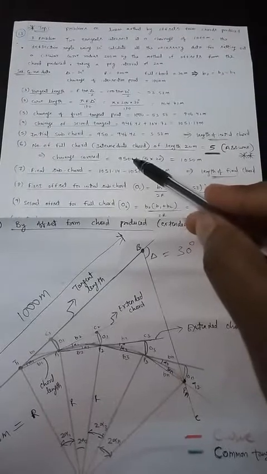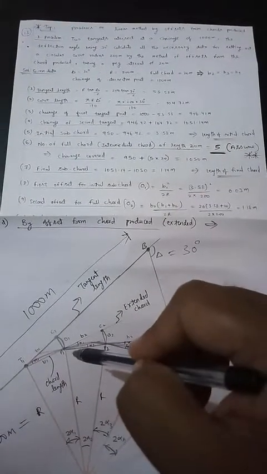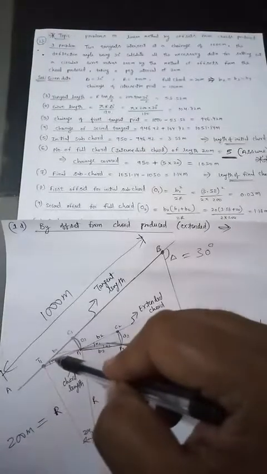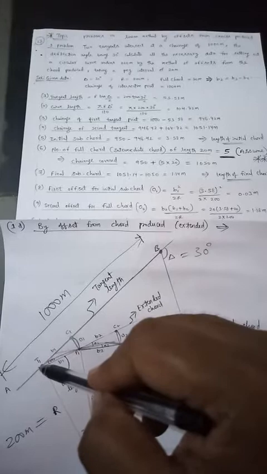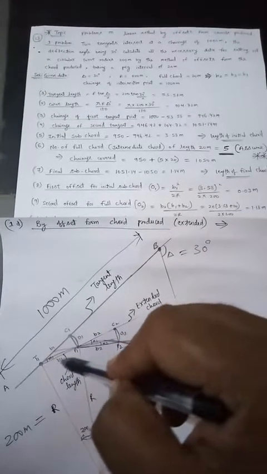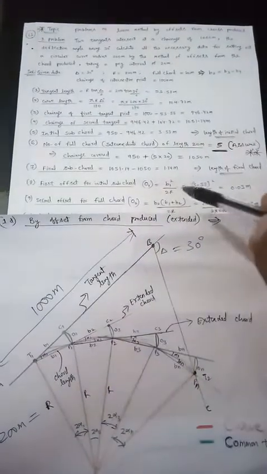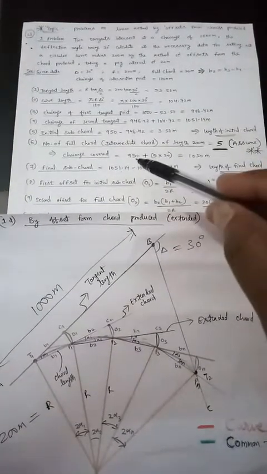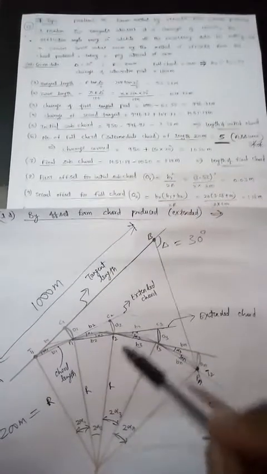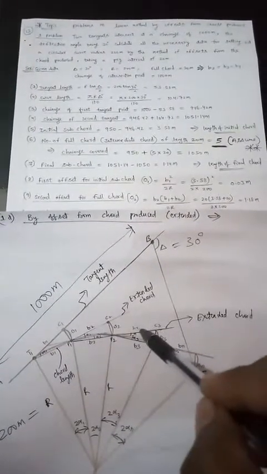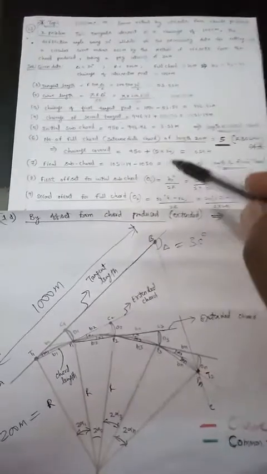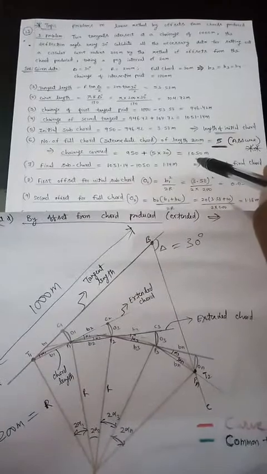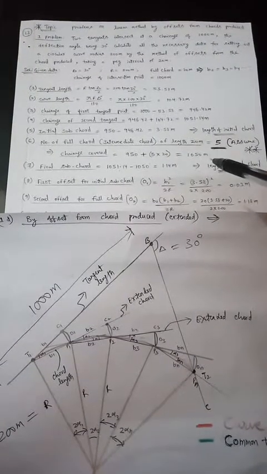So up to the initial subchord, the length of the first tangent point is 9446.42, plus this initial subchord, which is 3.58. By adding this we will get 950 meters. Here there are 5 intermediate chords. We are multiplying and adding here, so finally we will get 1050 meters.